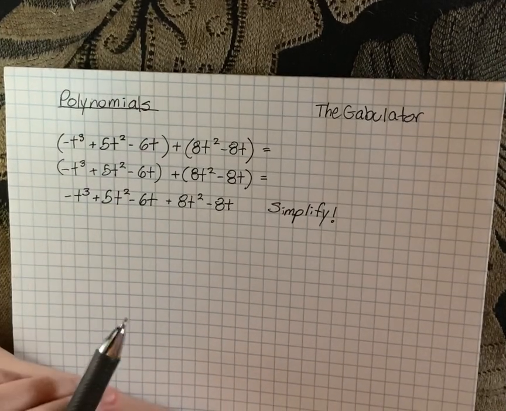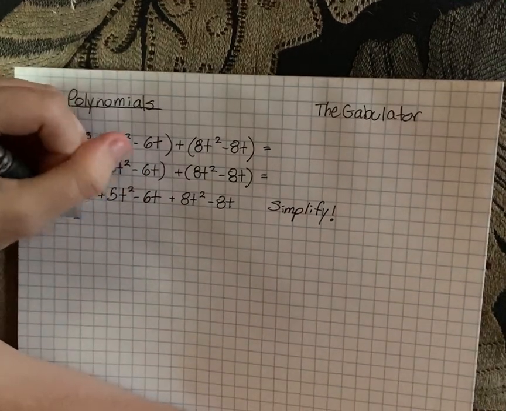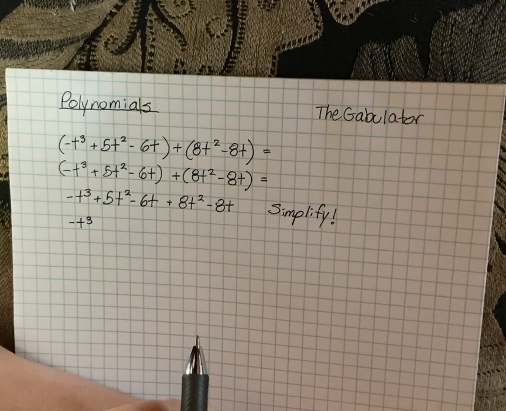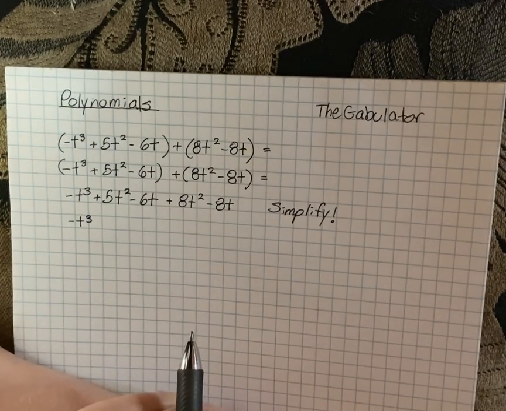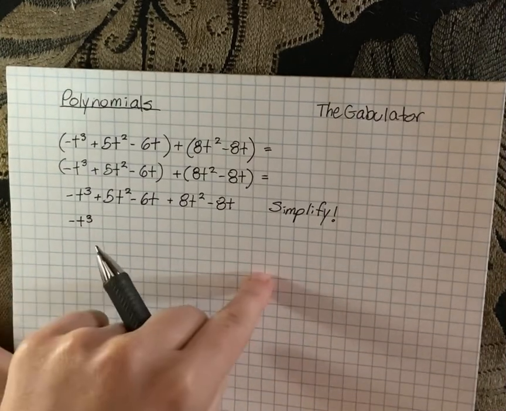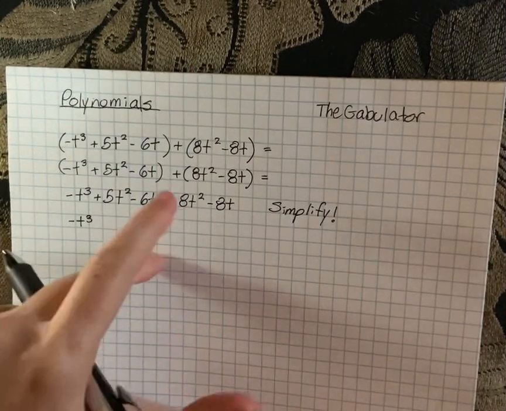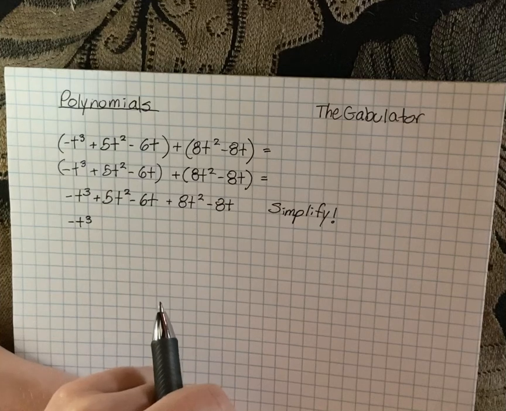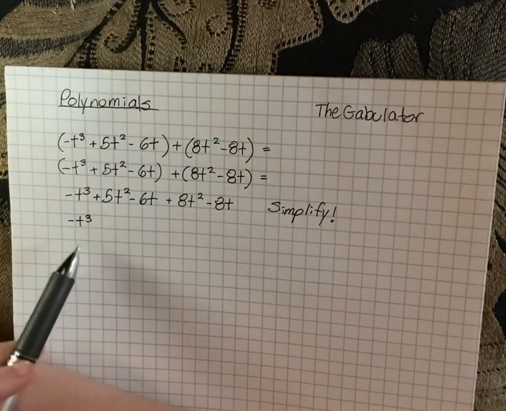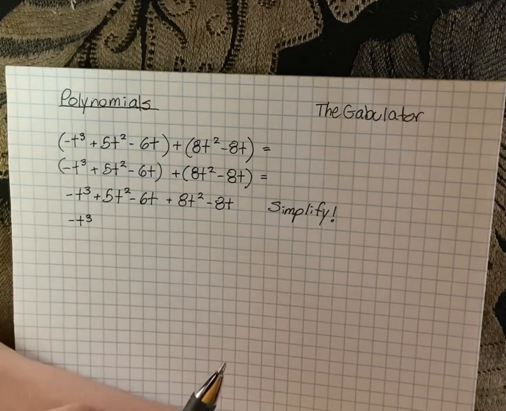Nope. So this negative t cubed stays as negative t cubed because we can't add or subtract anything to it. There's nothing else we can do. You can only add or subtract like things with like things. You can't do apples and oranges. You can't do grapes and pecans. You can only do letters with the same letters and exponents with the same exponents.